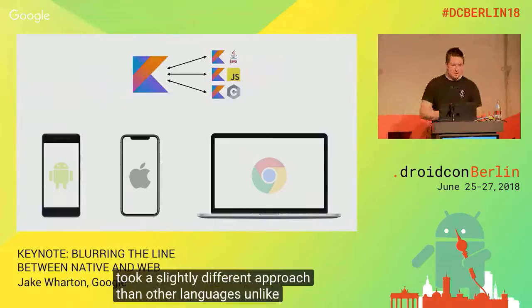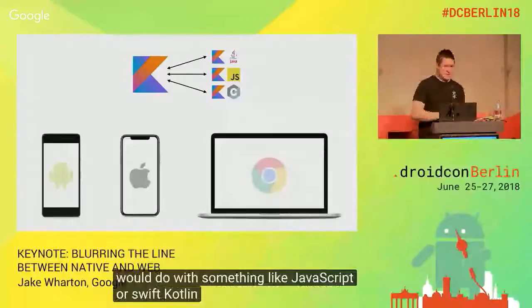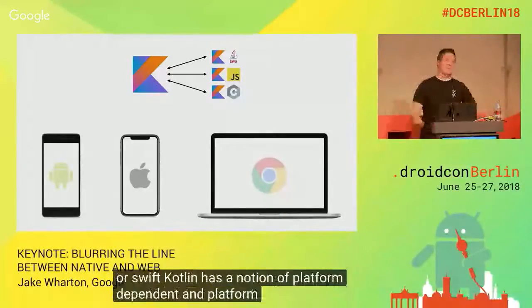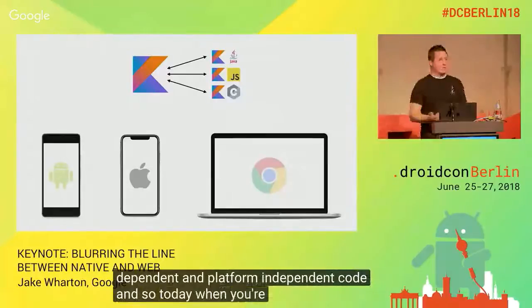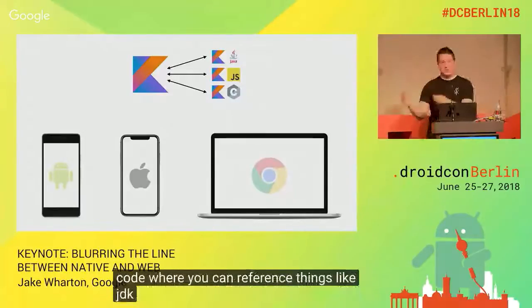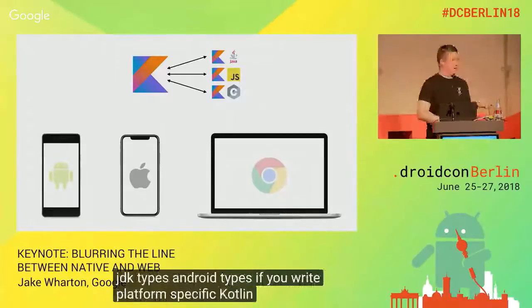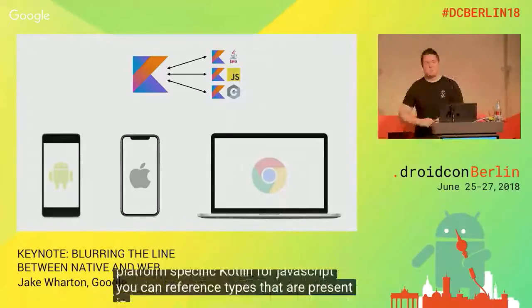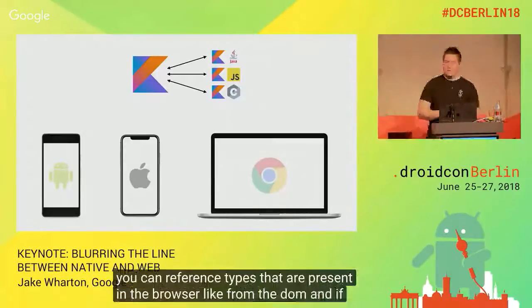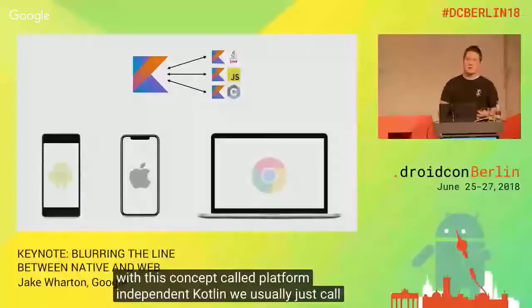Unlike what you would do with something like JavaScript or Swift, Kotlin has a notion of platform-dependent and platform-independent code. And so today when you're writing Kotlin, you're likely writing platform-dependent code where you can reference things like JDK types, Android types. If you write platform-specific Kotlin for JavaScript, you can reference types that are present in the browser, like from the DOM. And if you write platform-specific native code, you can reference code that's available in native libraries. And when Kotlin wanted to do multi-platform, they came up with this concept called platform-independent Kotlin. We usually just call it common Kotlin code, where you actually don't have access to any of that.